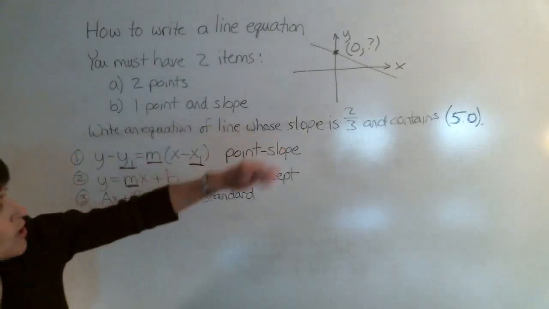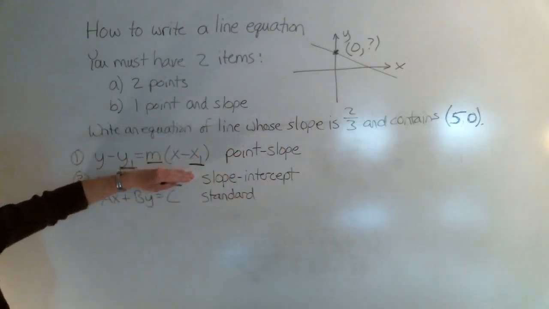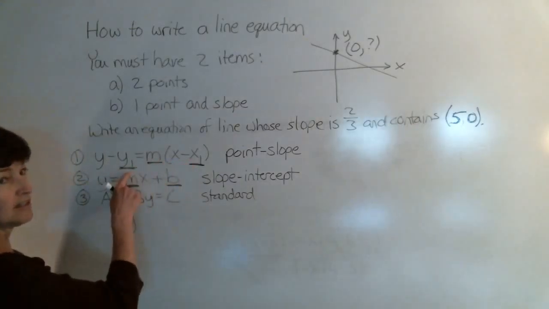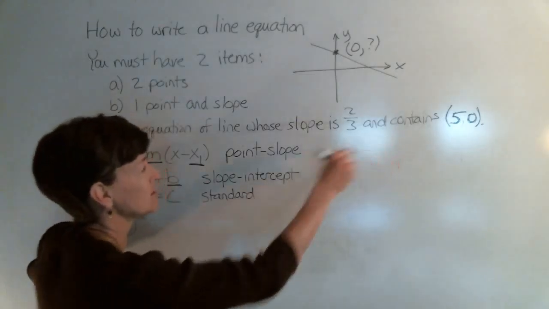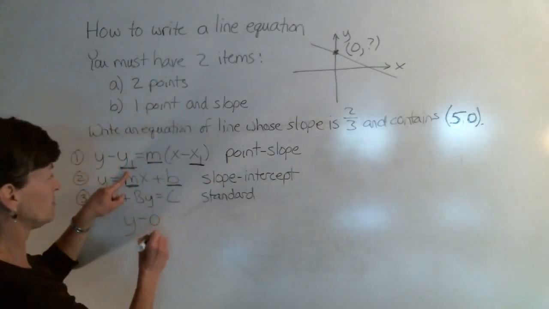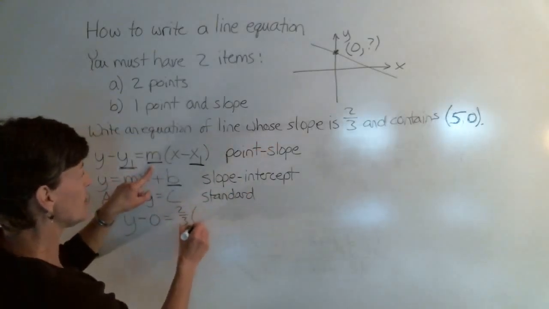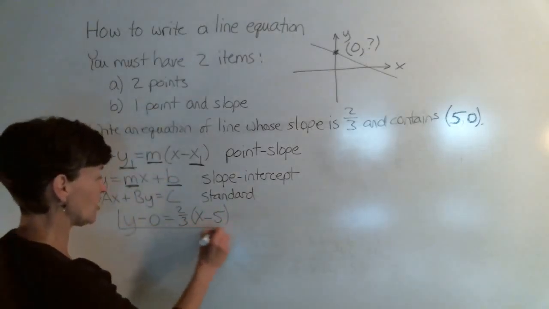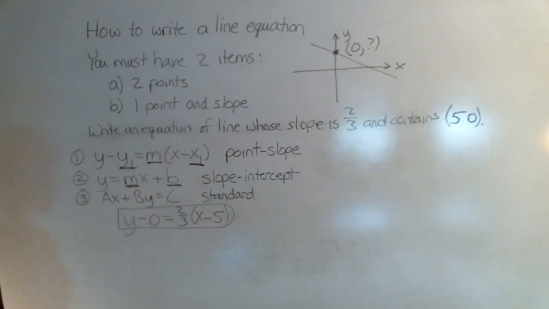If I want to write an equation of a line with a slope and a point, I'm really set up to use that first equation now. I just put those into these places, and I'm done. y minus y1, well, that's 0, equals 2/3 times x minus 5. And there's my line equation. And all I did is put my point and my slope in there.